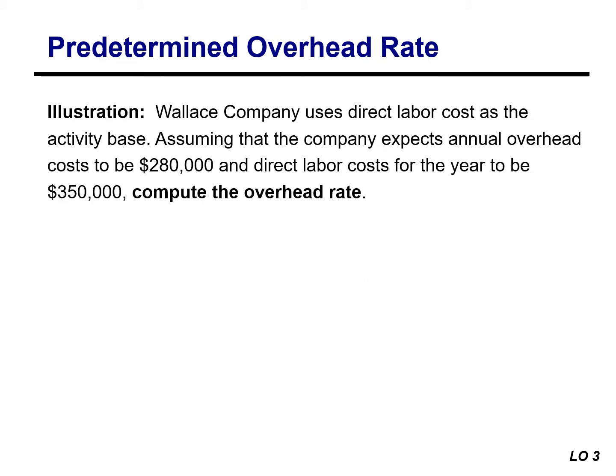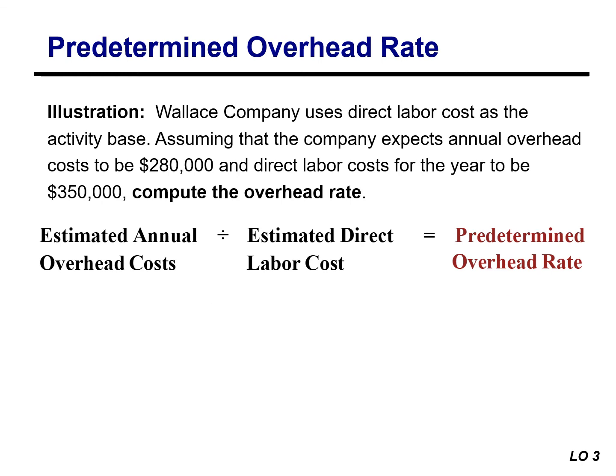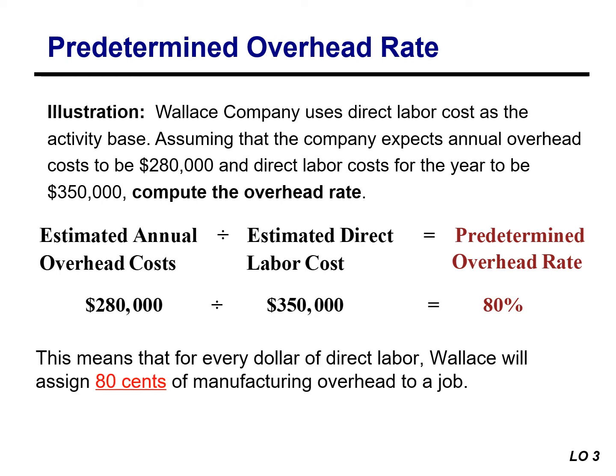Wallace Company uses direct labor cost as the activity base. Assuming that the company expects annual overhead cost to be $280,000 and direct labor cost for the year to be $350,000, the overhead rate is 80%, which is calculated as the estimated annual overhead cost of $280,000 divided by the estimated direct labor cost of $350,000, or 0.8 or 80%. This means that for every dollar of direct labor, Wallace will assign 80 cents of manufacturing overhead to a job.